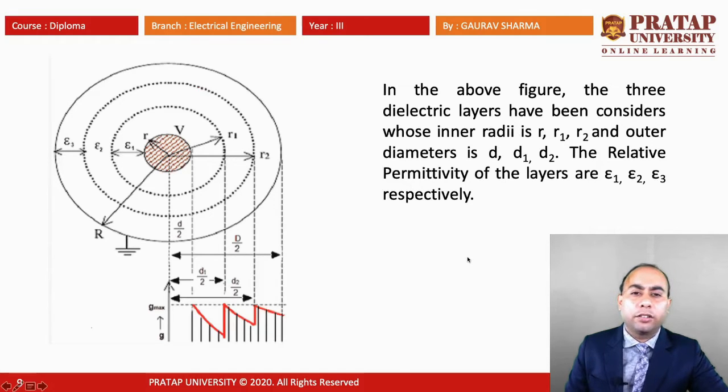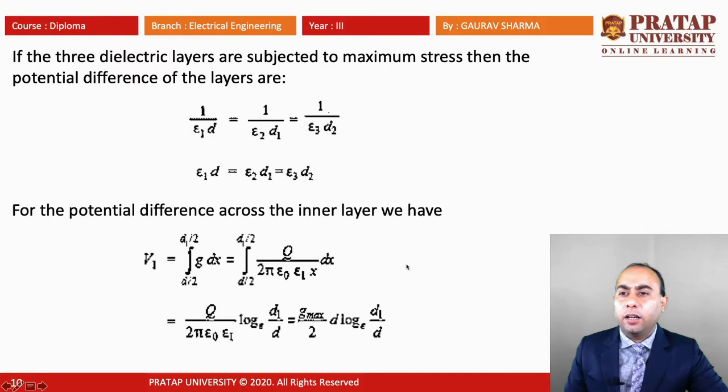In this figure, three dielectric layers have been considered, whose inner radii are r1, r2 and r3, and the outer radius is R, and the diameters are d, d1, d2 and d3. The relative permittivities are epsilon 1, epsilon 2 and epsilon 3 respectively. From this, if the three dielectric layers are subjected to maximum stress, then the potential differences of the layers are 1 upon epsilon 1 d, which is equal to 1 upon epsilon 2 d1, which is equal to 1 upon epsilon 3 d2.